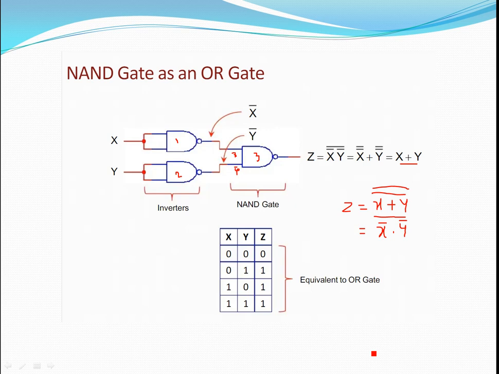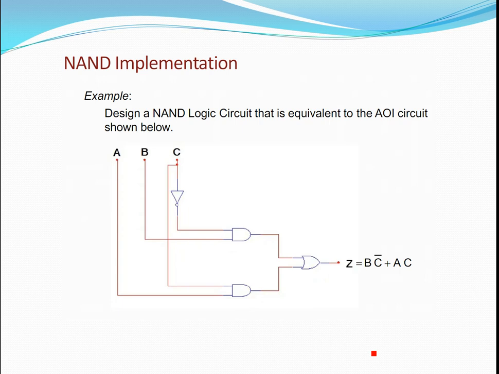So this is how you can design the basic gates using NAND gate. Let's consider this example and we'll try to implement it using NAND gate. The example is: design a NAND logic circuit that is equivalent to the AOI, that is AND-OR-inverter circuit shown below. Here A, B, C are the inputs, and this is the logic diagram. Consider the output expression, that is z equal to BC bar plus AC. So this is the given logical expression.